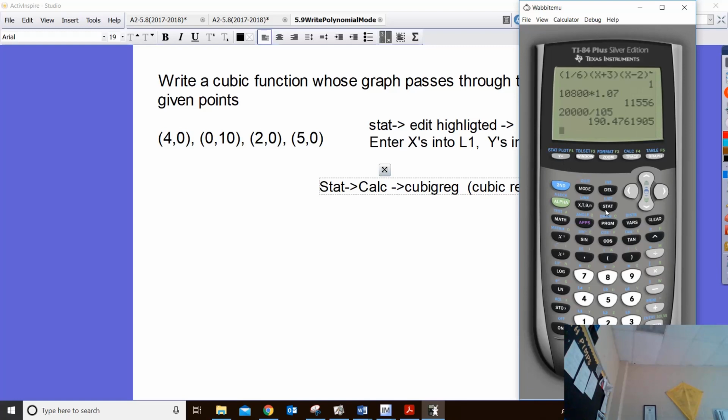So anyways, the stat button is right over there by the arrows. It's on the second row, third column. And edit is highlighted. You press enter. And this is not the first time you've been here in your life. Your Algebra 1 teacher would have had you do stuff in here too. Most likely with lines and stuff like that. Line of best fit.